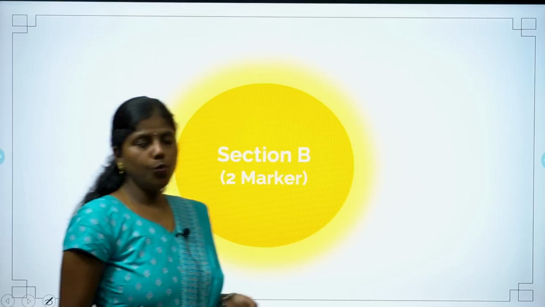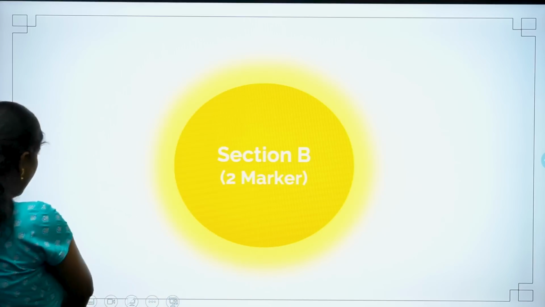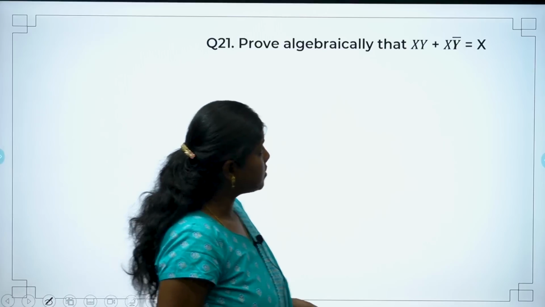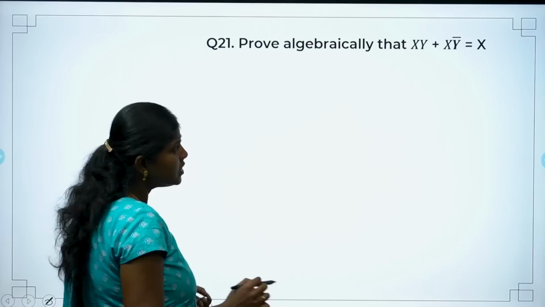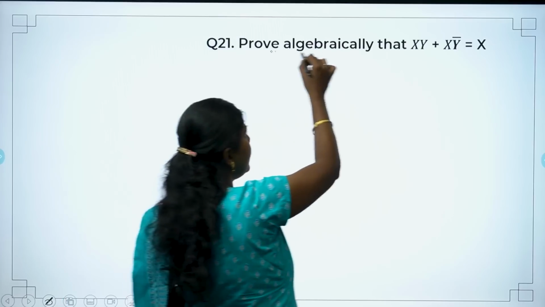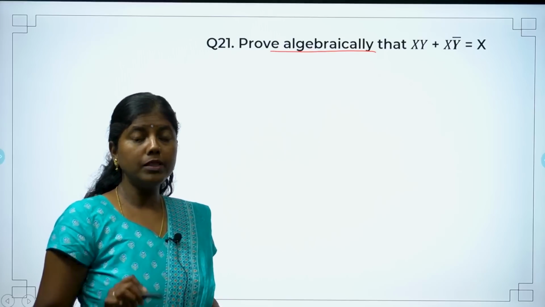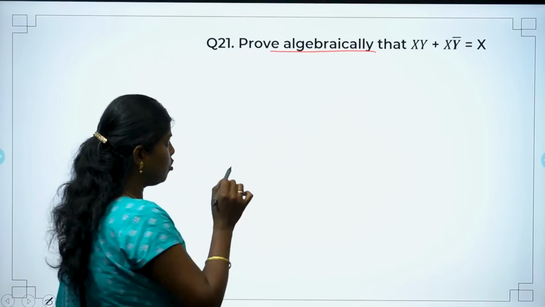So we'll start with section B, which is 2 markers. We have the first question here. Prove algebraically that xy plus xy bar is equal to x. Remember, if they have asked you to prove algebraically, it means algebraically only, not using the truth table method nor proof by induction. So how can you prove this?